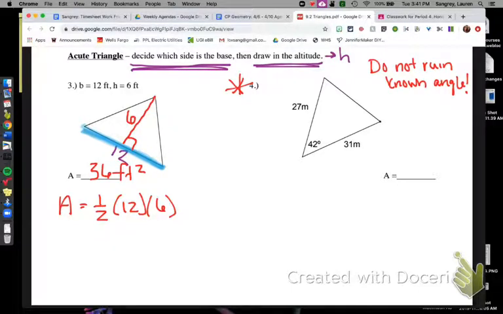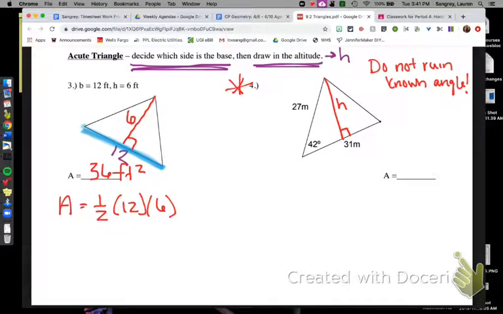Okay, so I have 2 options. I could do this as my height, or I could do this as my height. So basically, I could draw my altitude from the 2 angles that I don't know. Okay, so just to make this a little easier to look at, I'm going to draw it here. Okay, that altitude is my height, and I obviously do not know what it is.